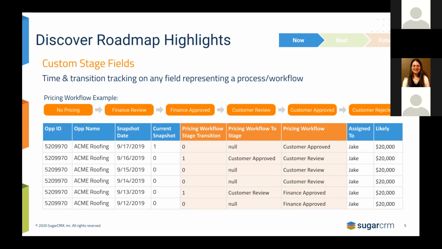So when we detect that change, we'll go back and tag it and say, hey, this changed yesterday. We'll flag it with that stage transition flag. And you can also see not only where it transitioned to, but also what the prior stage value was for that pricing workflow. So there's a lot of cool, interesting analytics you can do with that.